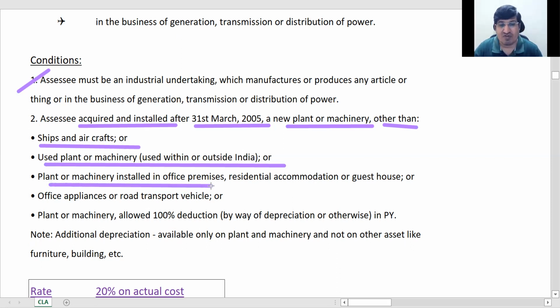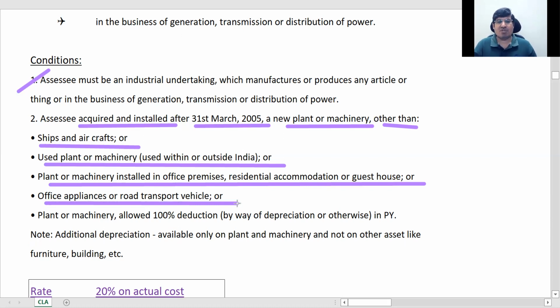Plant or machinery installed in office premises, residential accommodation or guest house. This is given so that you carry out production; it is basically for production houses. If you install an AC in the office and say that it also comes under plant, that is not okay. This additional depreciation facility is not for office people. It is for manufacturers. Which is why machinery or plant installed in office premises, residential accommodation or guest house gets no additional depreciation.